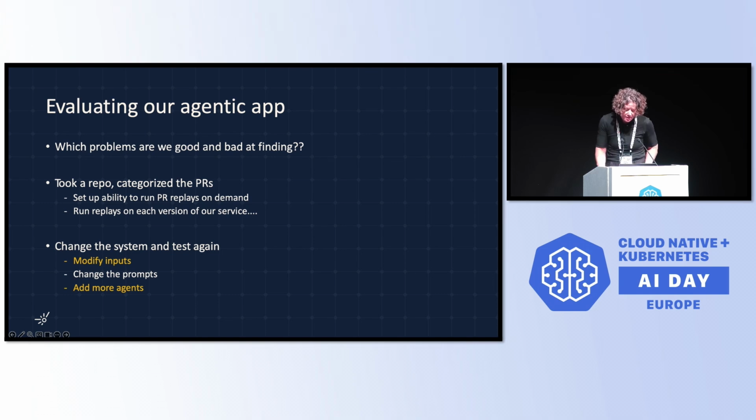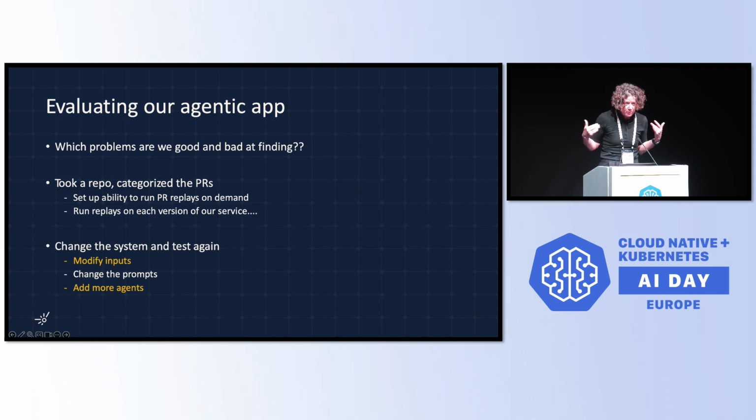All right, so the area of evaluating our agentic app. I mentioned there are 700-plus PRs in there, and that's just one repo. Ideally, we're not only testing against our own repo. So how do we even figure out what we're good and bad at doing? We took this repo. We are currently categorizing all of the pull requests, setting up the ability to categorize each pull request into the big buckets, the problem areas that we're worried about.